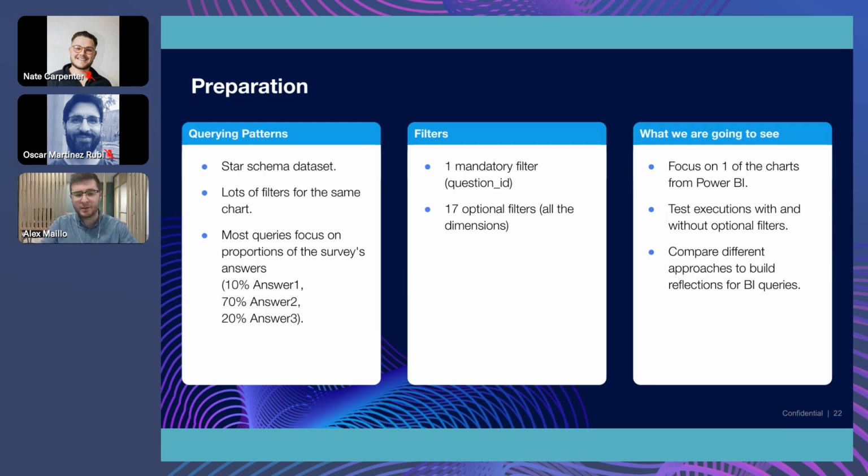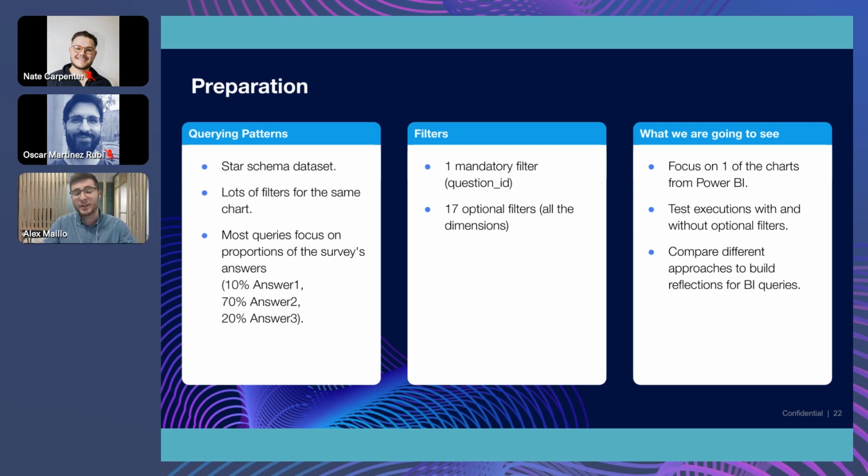Previous to this, and as we just did with the previous example, we must understand the dataset and know the type of queries that we are going to cover with the charts. So, for example, we know that we will always be filtering by question ID to focus on a single question of the surveys, and we'll also be focusing on the proportions of the answers for each question. And in addition to that, charts will be having a filter for the rest of dimensions in the dataset.